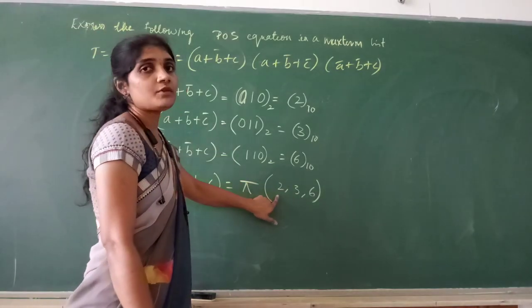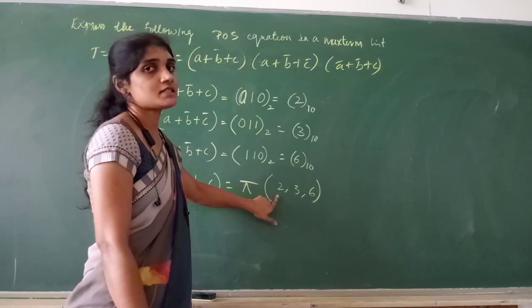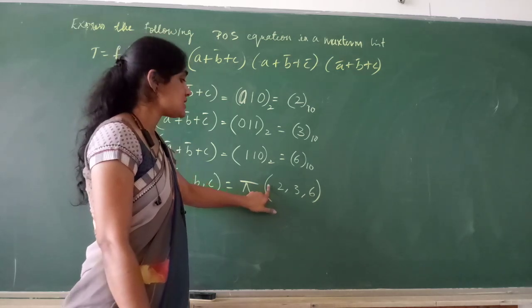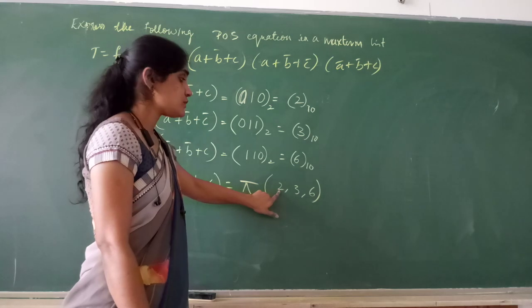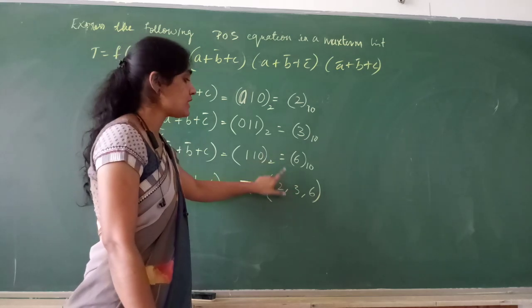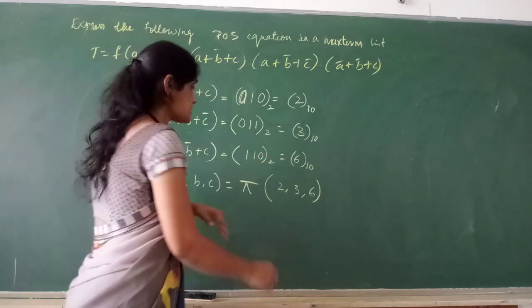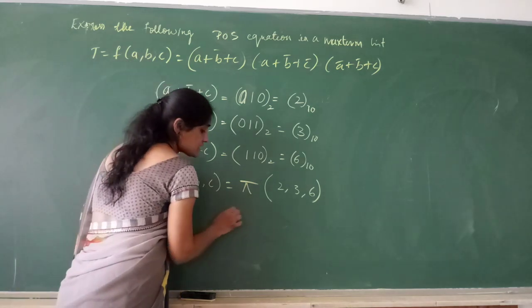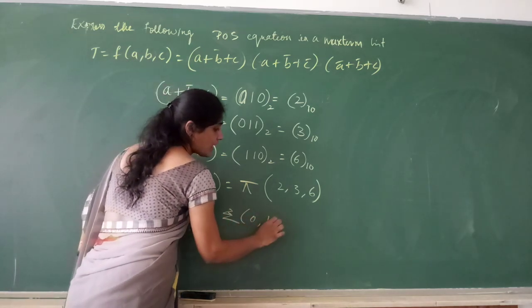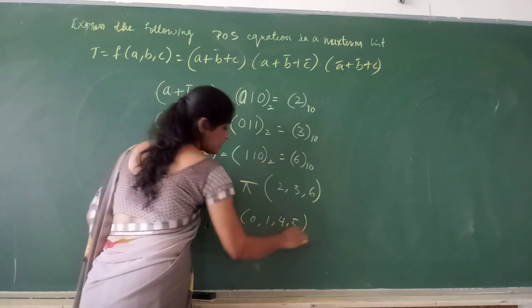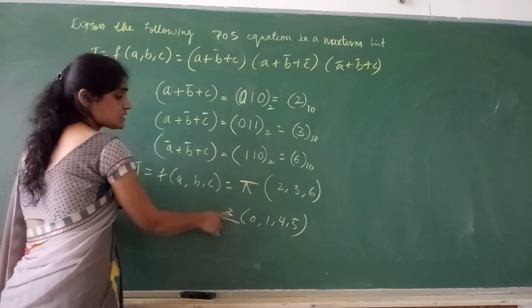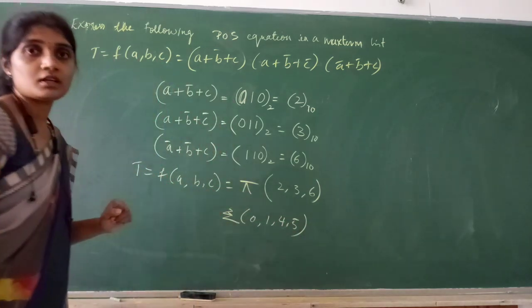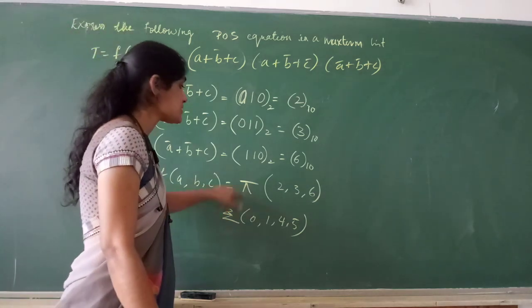If I give you this, can we write the min term list? Yes. How do we write the min term list? 0, 1, 2 is min term, 3 is min term. So 0, 1, 4, 5 are the min terms. So for this, the min terms are 0, 1, 4, 5. So these are the max terms and these are the min terms for this equation. So this is how we list out the min terms and max terms.